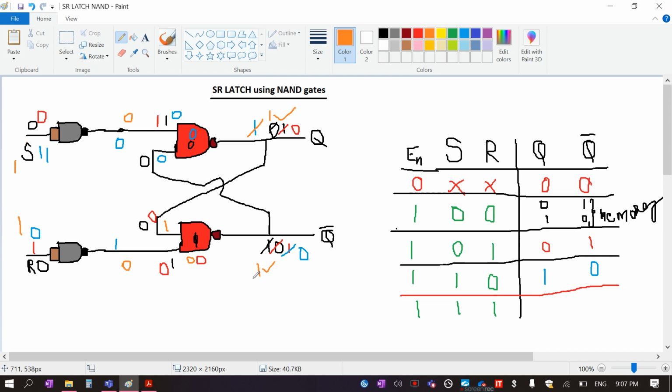So this case is not satisfied because Q and Q bar need to be opposite, due to set and reset. If one switch is on, definitely the other switch will be off. If one output is 1, then the other output needs to be 0 only. But in this case we got 1 and 1, which is not satisfied. So I will write it as not used.